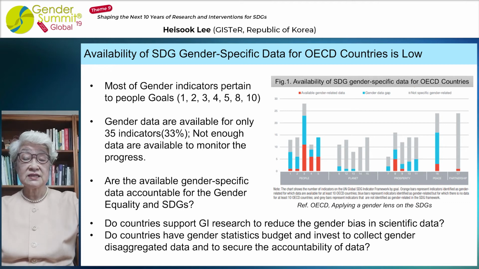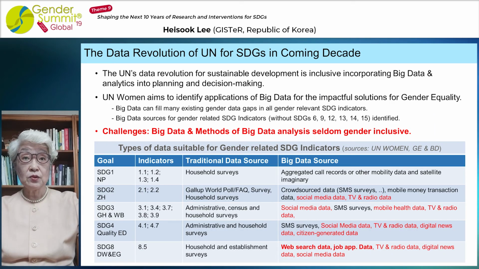Furthermore, we are interested: do countries support gender-based research and innovation to reduce gender bias in scientific data and knowledge? Do countries have a gender statistics budget, invest to collect gender disaggregated data, and secure the accountability of data? The UN is expected to play an important role in ensuring that the data revolution for sustainable development is inclusive.